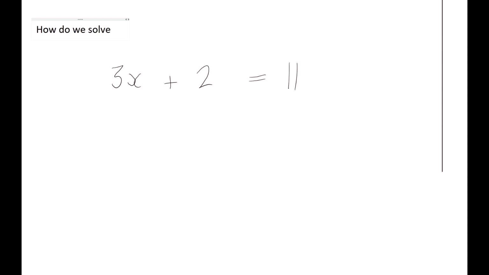If we have the equation 3x plus 2 equals 11, we're going to go through how we solve that. The method we're using is called inverse operations. The idea is you want to get x by itself. First, I want to get rid of this plus 2, and the opposite of plus 2 is minus 2. So I'm going to subtract 2 from both sides. 3x plus 2 minus 2 vanishes, so 3x just equals 9.